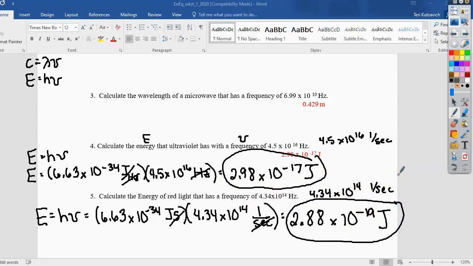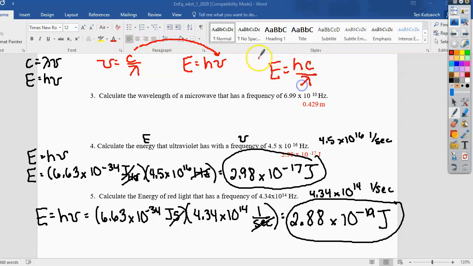All right. Hope this helps you. Remember for tonight's homework, if you rearrange this equation, nu equals c over lambda, you can put that into nu, and you have a new equation right there if you want to. Sometimes you're asked to find energy given wavelength or vice versa. And remember, h is Planck's constant and c is the speed of light.